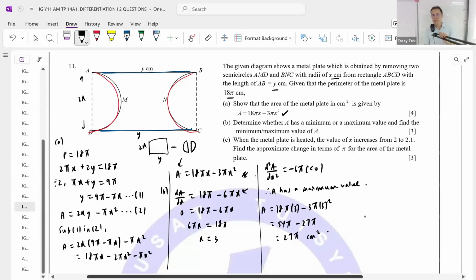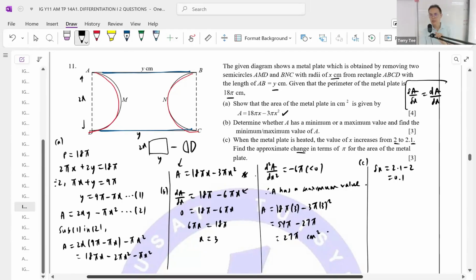Okay. Now, lastly, when the metal plate is heated, the value of x increases from 2 to 2.1. So what is this? This is your delta x. When you go from 2 to 2.1, the increment is 0.1. So now we're finding approximate change of the area. That means you're finding delta A. Remember, delta A over delta x is approximately dA/dx. We use this when your delta x is small, right? And the delta x is 0.1, which is small.